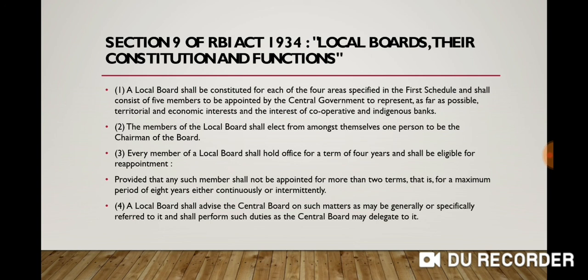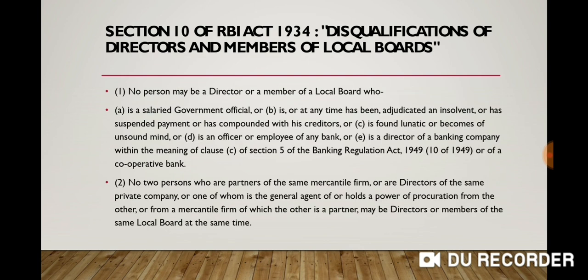4. A local board shall advise the central board on such matters as may be generally or specifically referred to it and shall perform such duties as the central board may delegate to it. Section 10 of the RBI Act 1934. Disqualifications of directors and members of local boards.